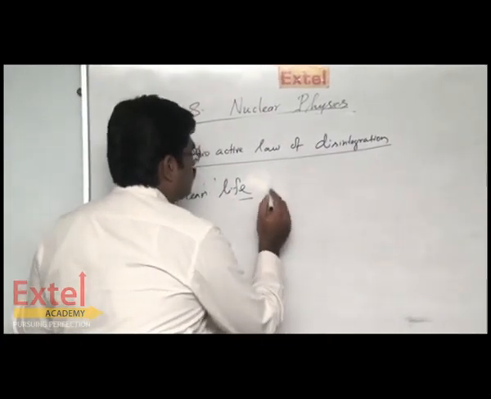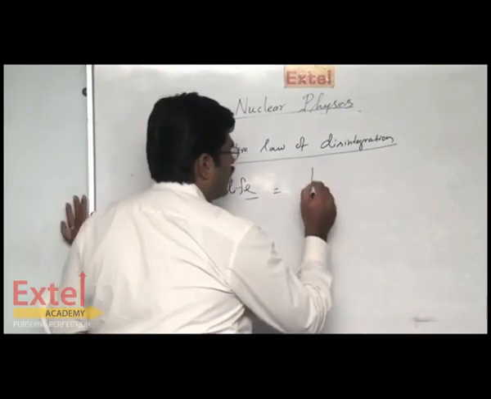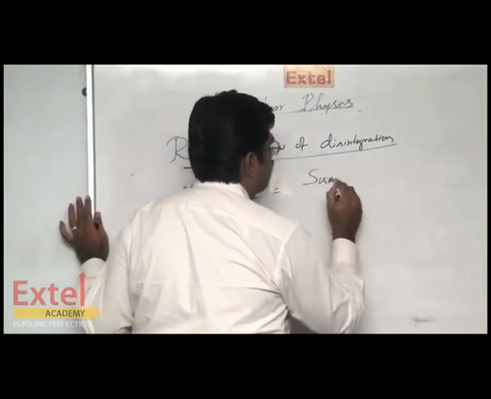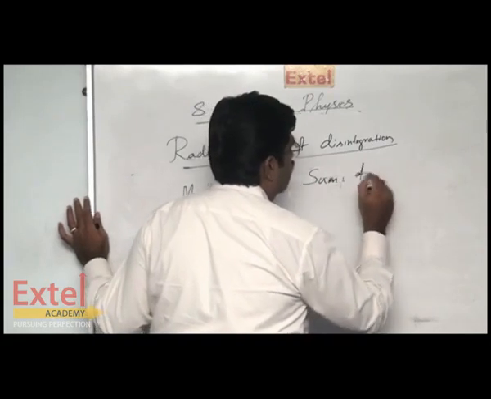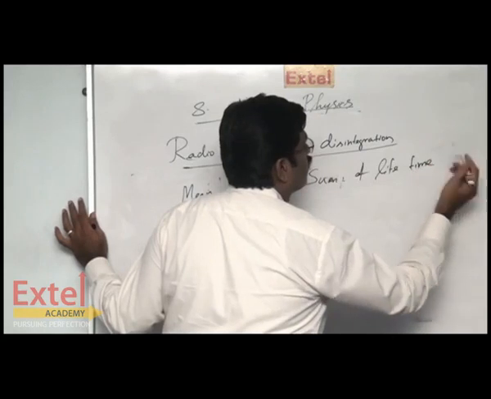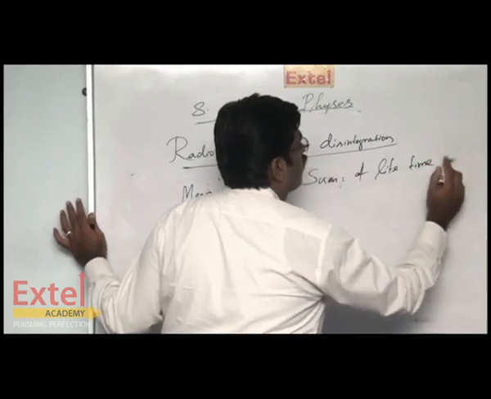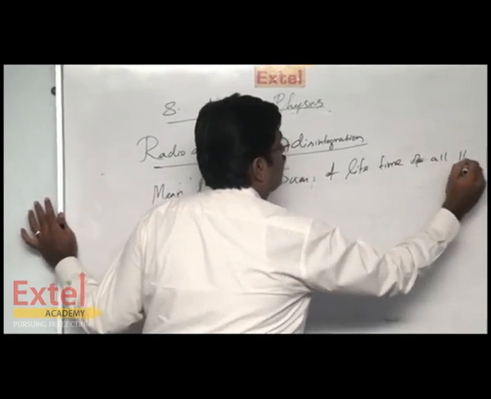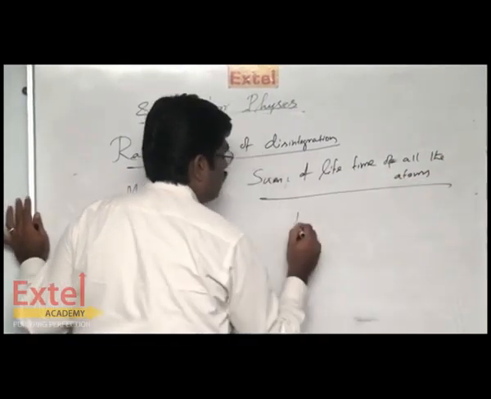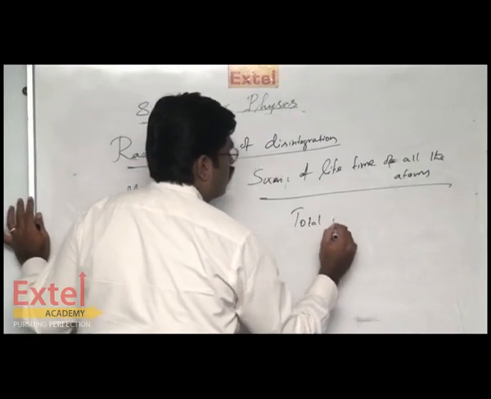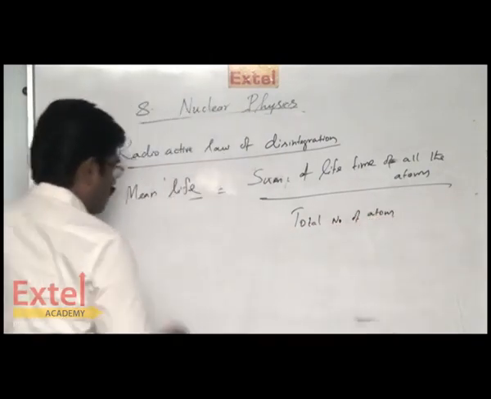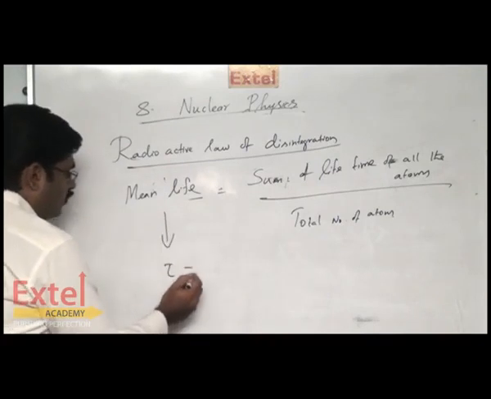is equal to the sum of the lifetimes of all the atoms by the total number of atoms. So this is referred to by tau.